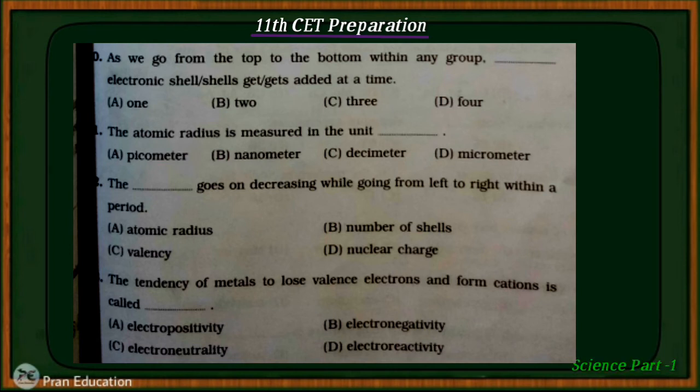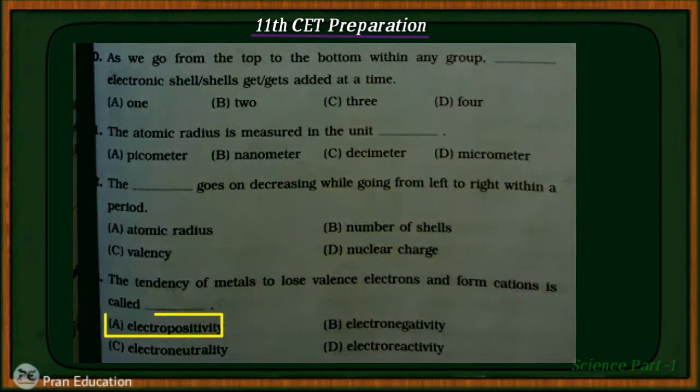12th, the dash goes on decreasing while going from left to right within a period. Options A, atomic radius, B, number of shells, C, valency, and D, nuclear charge. The correct option is option A, atomic radius. 13. The tendency of metals to lose valence electrons and form cations is called dash. Options A, electropositivity, B, electronegativity, C, electroneutrality, and D, electroreactivity. The correct option is option A, electropositivity.